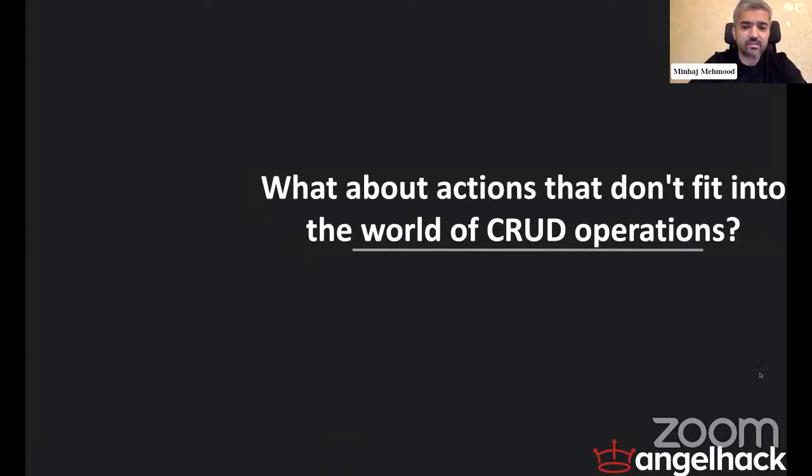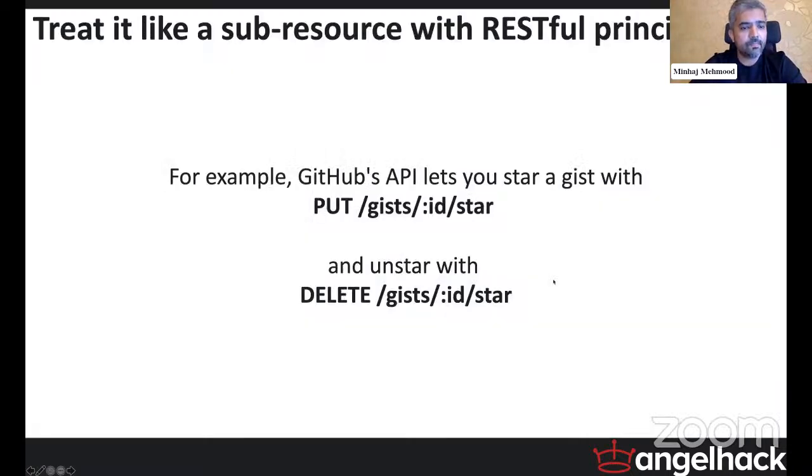Now that brings me to a question. What about the actions that don't fit into the world of CRUD operations, right? I have an example here. GitHub provides you an API to star a gist. For that, what GitHub does is they provide a PUT API /gist, then the /ID of the gist, and then /star. And they follow the same for unstarring a gist. So in this way, you can design the APIs which don't fit into the CRUD criteria exactly.